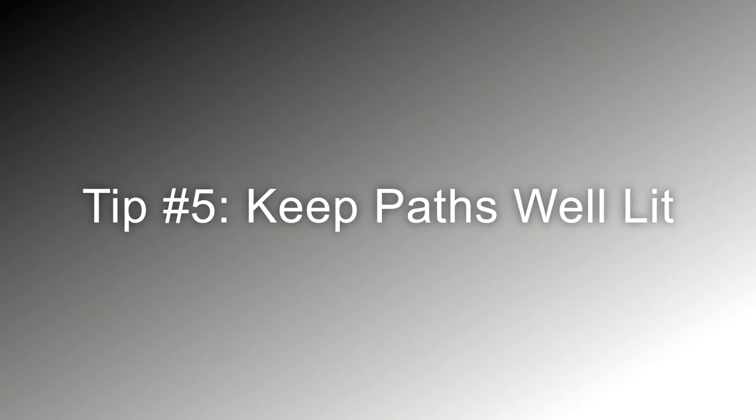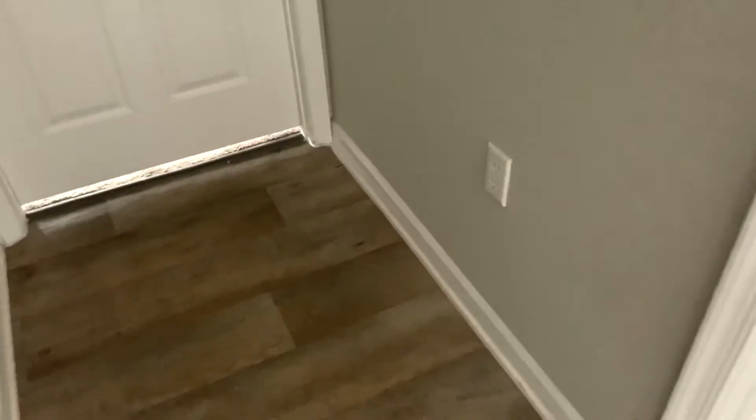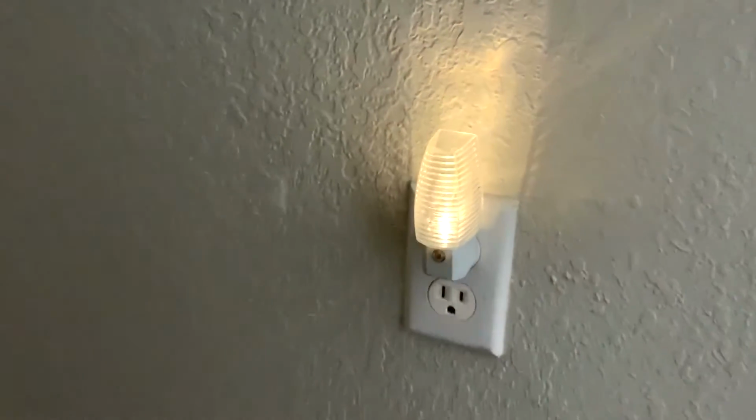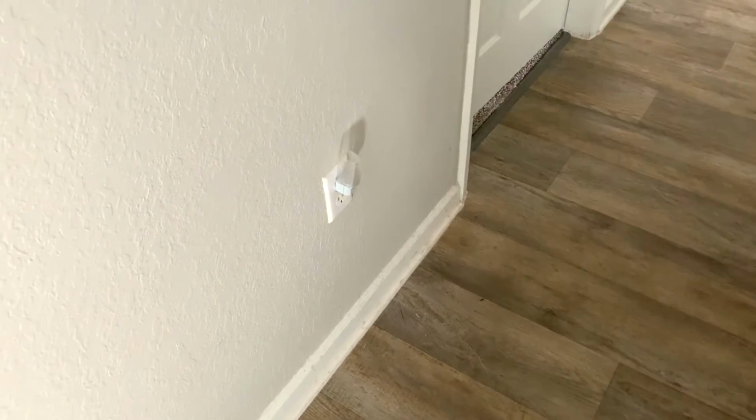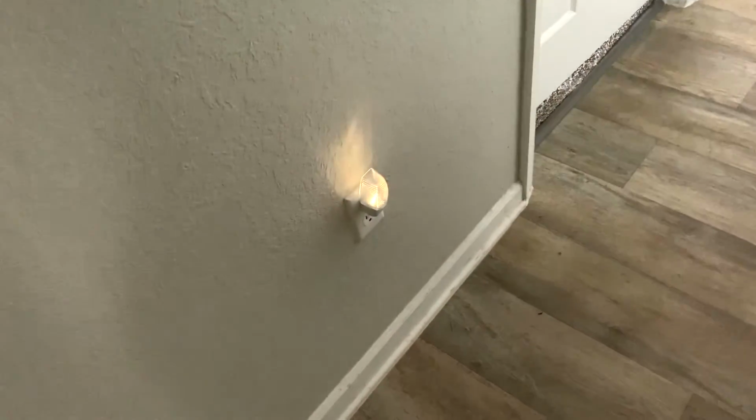Tip number 5 is to make sure the walking areas are well lit. In dimly lit areas, it's a good idea to plug in a nightlight near the floor to illuminate the walkway. This will help patients visualize where they're walking better and will help them prepare for uneven surfaces or any other obstacles in their path.